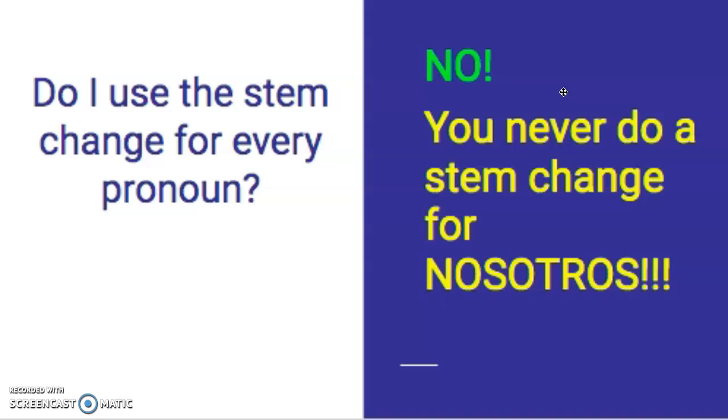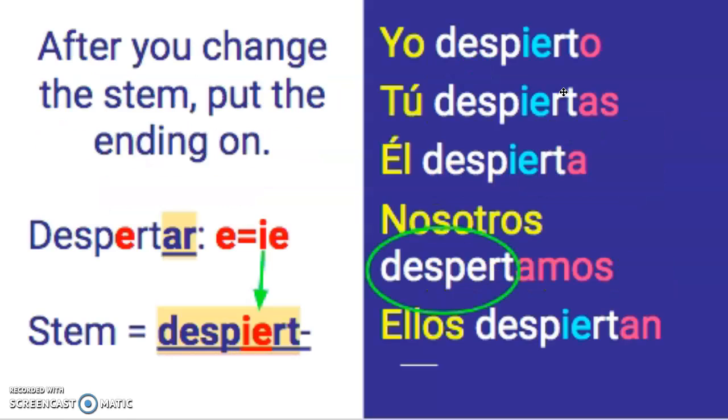So do you change it for every pronoun? No. Well, like jugar that we learned about yesterday, I never change it for nosotros. Okay, so let's look at some other examples. Despertar. So I'm going to get rid of my AR. I look at the vowel that's closest to the end. I change the E to IE, so this becomes my new stem. And then I can put my endings on.